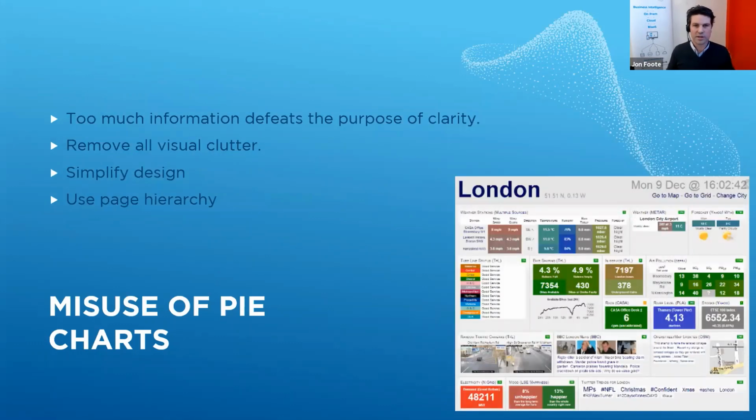My title didn't change, but what we're looking at here is basically avoid clutter. So too much information defeats purpose of clarity. So remove clutter and stick with a structure. So in this case here, we've got KPIs all over the place. We've got charts in the middle of nowhere. There's no page hierarchy. There's no information flow. We're not really telling a story. We're just bombarding with information.